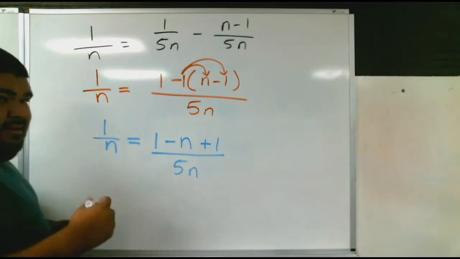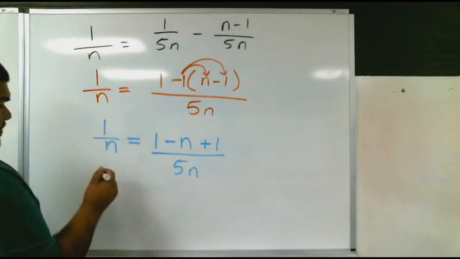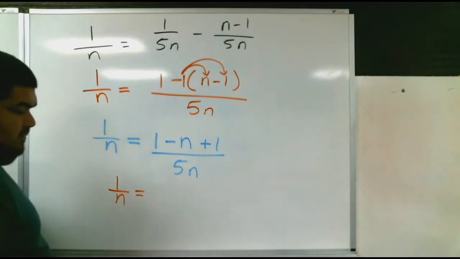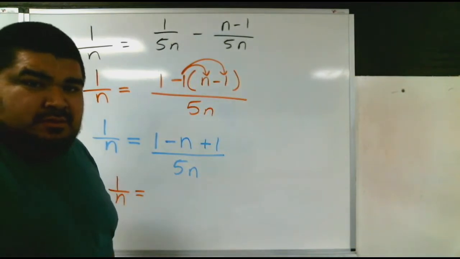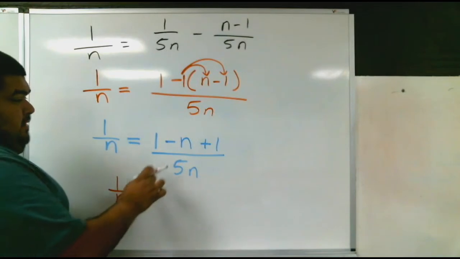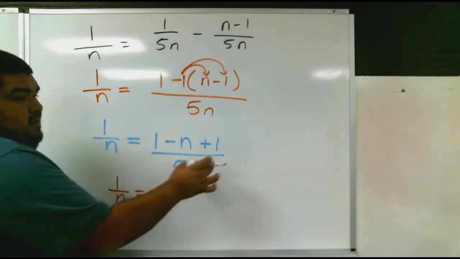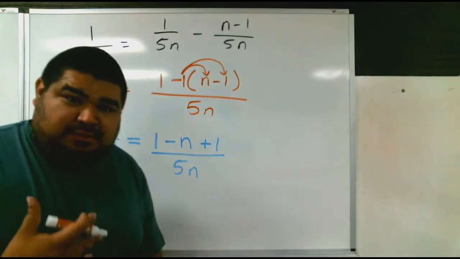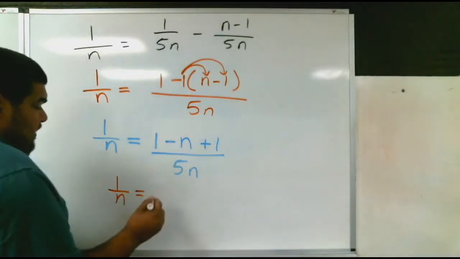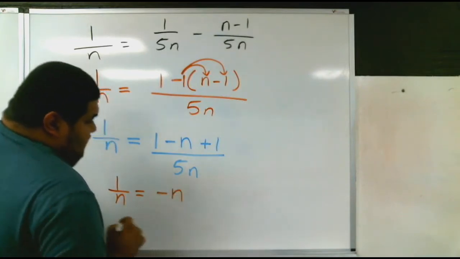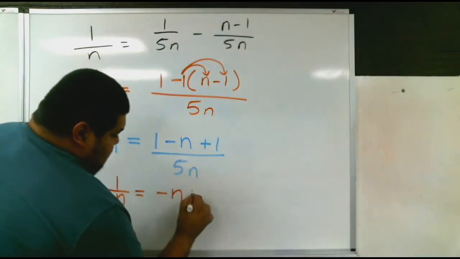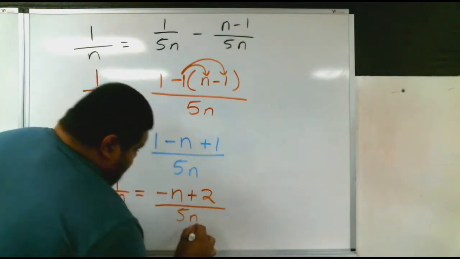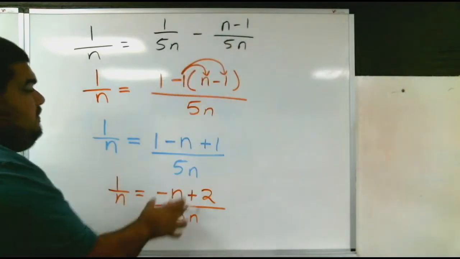Notice that, again, we're still not dealing with this side, okay? We're going to have 1 over n equals, keep in mind, guys, we have a number that is positive and another number that is positive. I personally always like to put the variable first. So we have negative n, 1 plus 1, positive 2 over 5n. Because remember, we had the same denominator since the beginning.